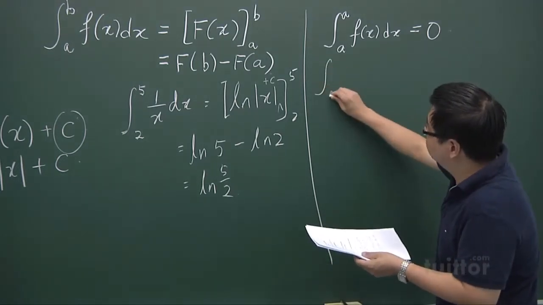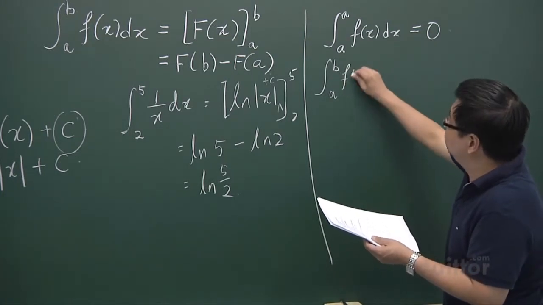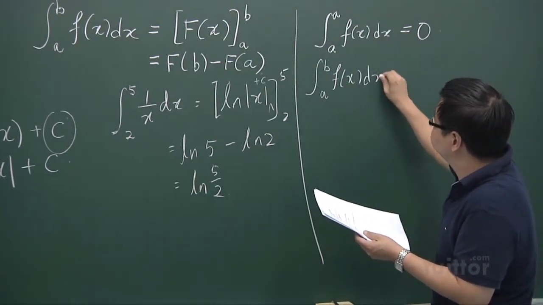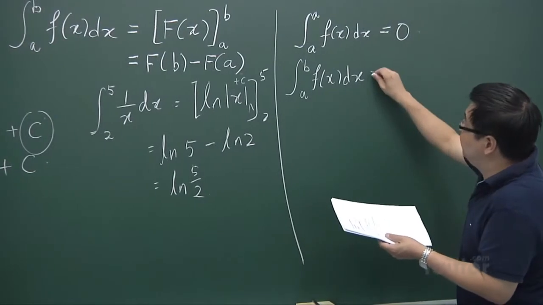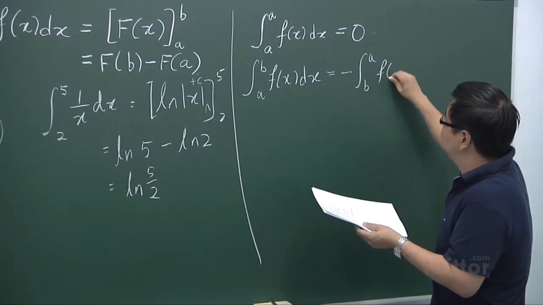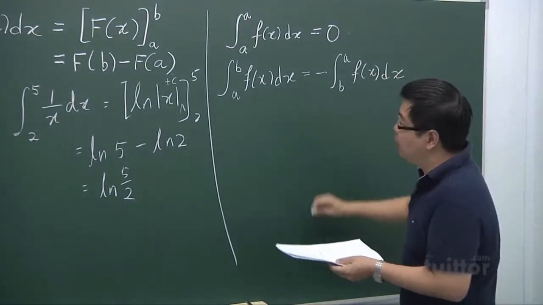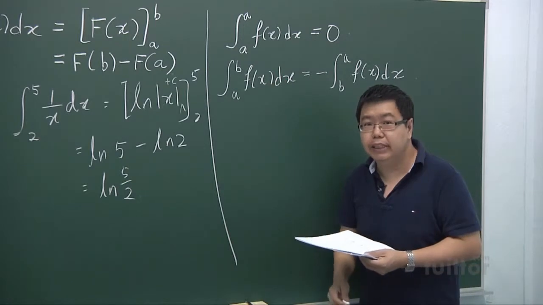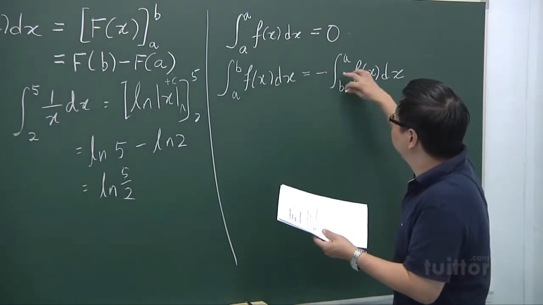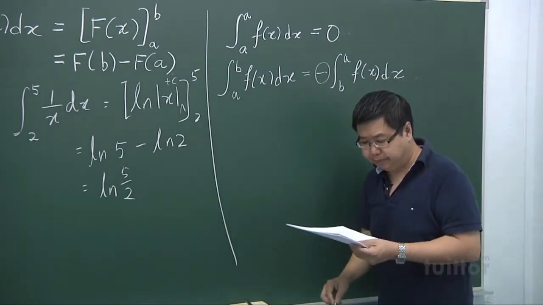The second rule says that when you integrate from a to b of f(x) dx, it is the same as the negative of the integral from b to a of f(x) dx. So sometimes we may want to switch the limits of the integral, and when you switch the limits, the result differs by a negative sign.